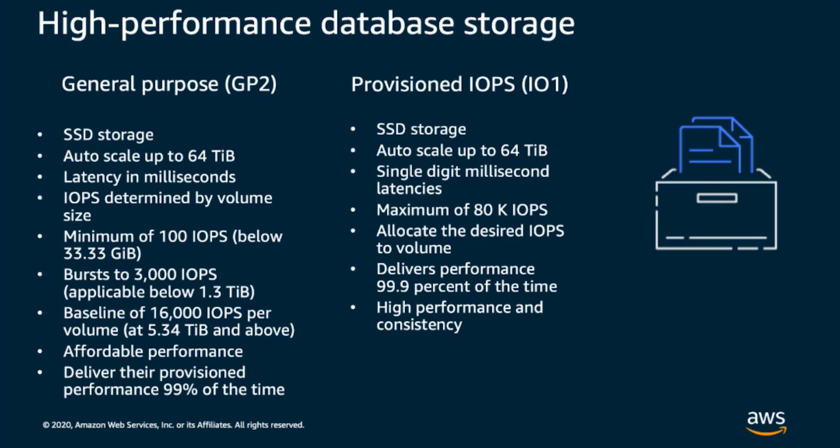The other storage type we have is provisioned IOPS. Here, they're also SSD storage. They can scale up to 64 terabytes, and they provide single-digit millisecond latencies as well. The maximum you get in this storage type is 80,000 IOPS. And here, the difference is you don't have burst in nature. You have to choose how many IOPS you need while creating the RDS instance. So just now I created an RDS instance with 1,000 provisioned IOPS, right? This delivers performance up to 99.9% of the time. They are really good for production workloads.